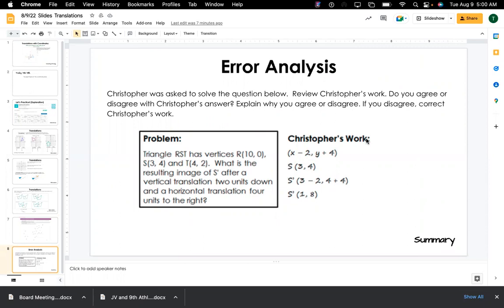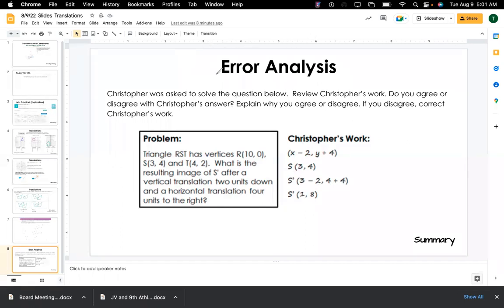So it says triangle RST has vertices. Now vertices are points. That's just a fancy word to say they've got points that connect. What is the resulting image S prime after a vertical translation of 2 units down and a horizontal translation of 4 units to the right? So Chris said, take your S and do 2 units down, 4 units to the right. So he said 3 minus 2 and 4 plus 4. Well, where did Chris mess up?